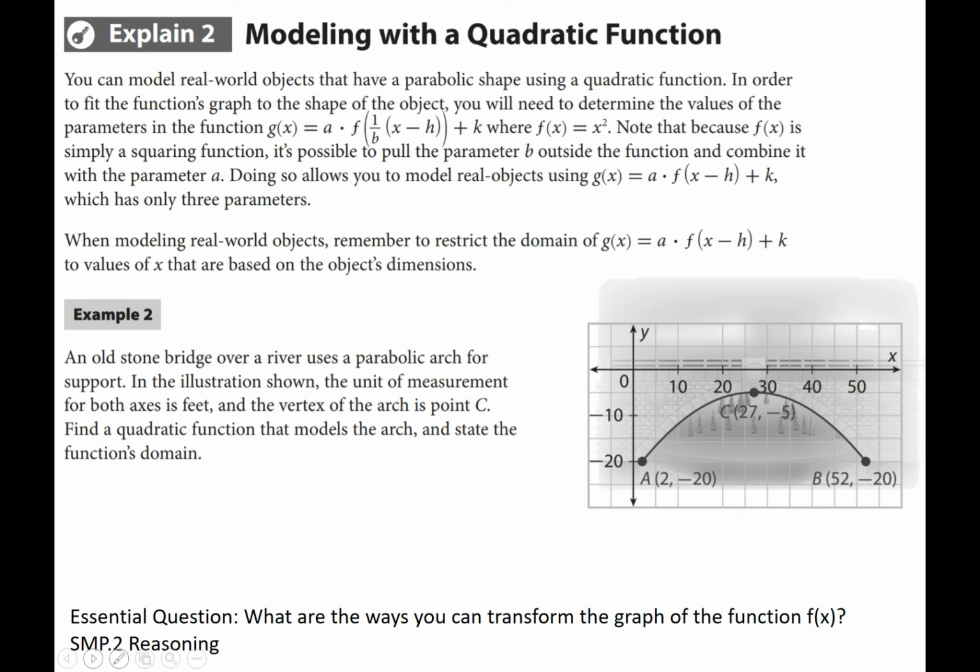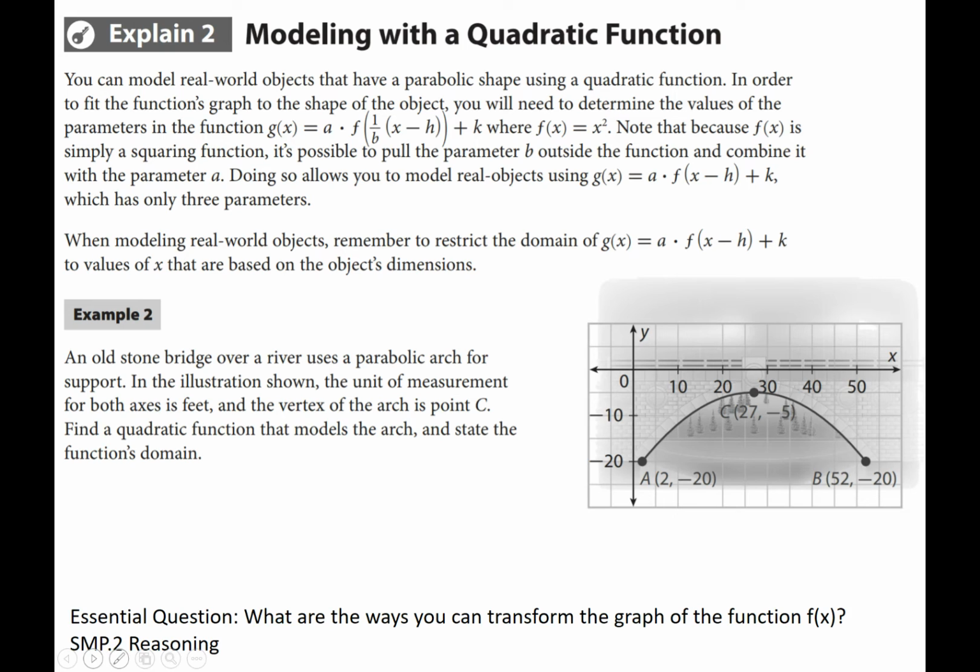All right, we have one more explain that we've got to do, and then that is it for this lesson. So we're modeling with a quadratic function. You can model real-world objects that have a parabolic shape using a quadratic function. In order to fit the function's graph to the shape of the object, you will need to determine the values of the parameters of the function. g of x equals a times f of 1 over b times x minus h plus k, where f of x equals x squared.